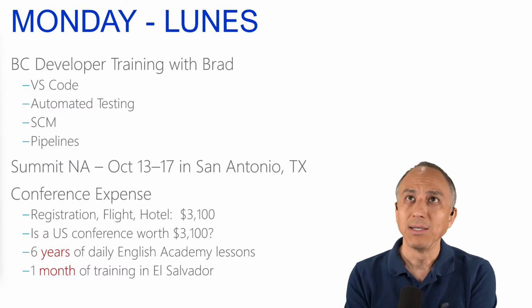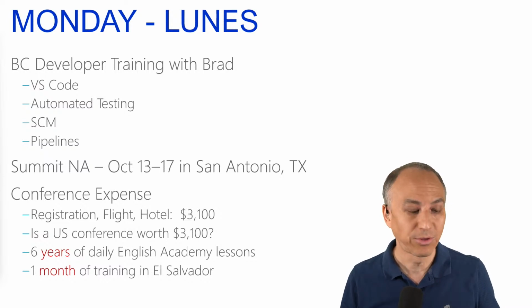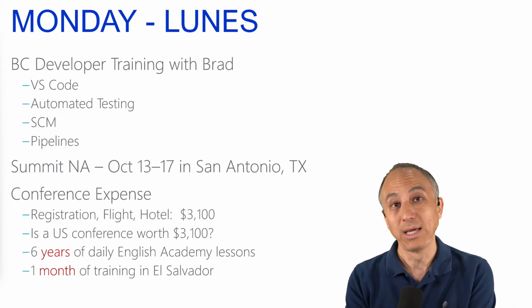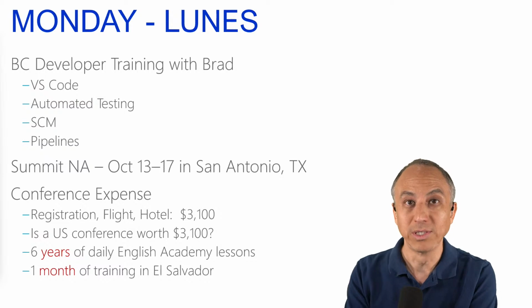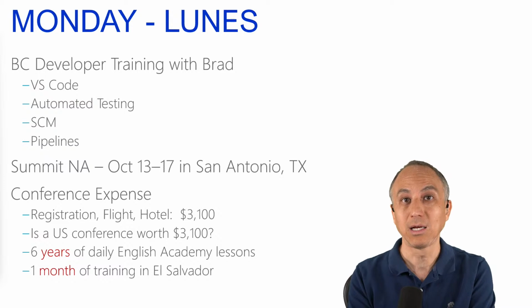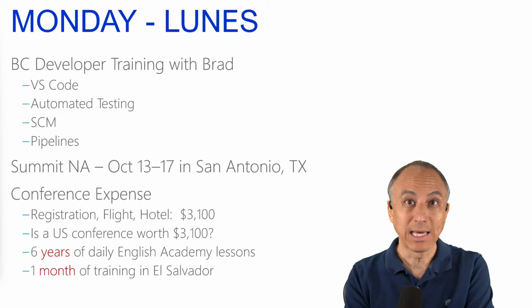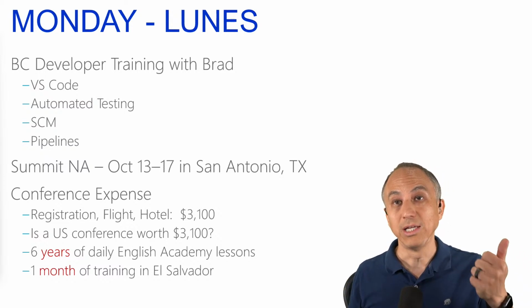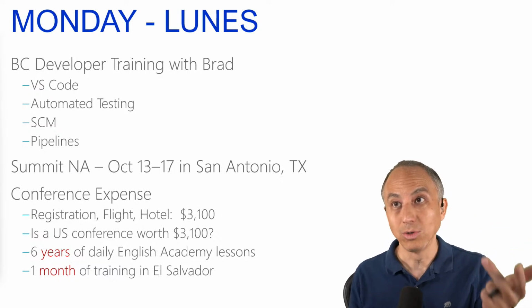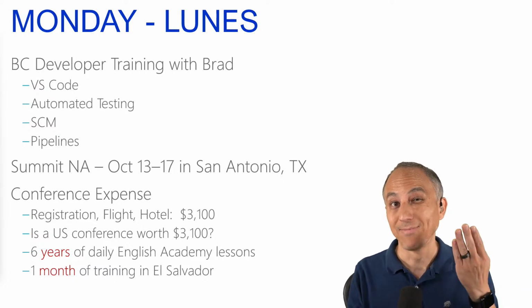On Monday, I looked at flights and the logistics for Summit North America. It is October 13th through 17th in San Antonio, Texas. And one of the things that just struck me, it's not about this conference in particular, but when you tally up the price tag for attending a conference, at least in the United States, it is not trivial. In this case, just for me, average attendee registration plus flight plus hotel is approximately $3,100. That's a fair amount of money.